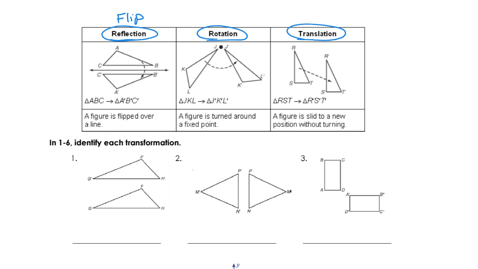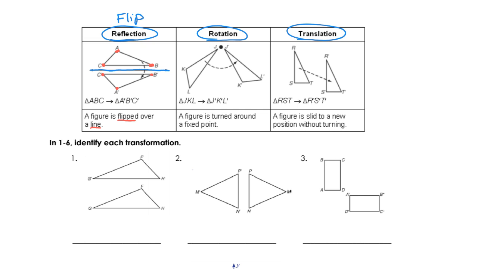a line. So if you notice, here is our line that they're flipping over. What they do is that the distance C is from that line is the same distance C prime is over the line, and the same thing with A. The distance from A to the line of reflection is the same from the line of reflection to the new point. Notice they labeled it with a prime. And the same thing with the last coordinate. Whatever distance B is from the line of reflection will be the same distance B prime is over the line of reflection. So a figure is flipped over a line.